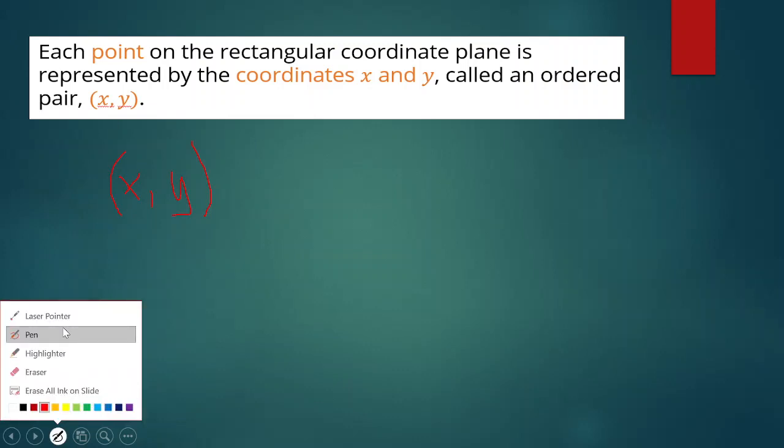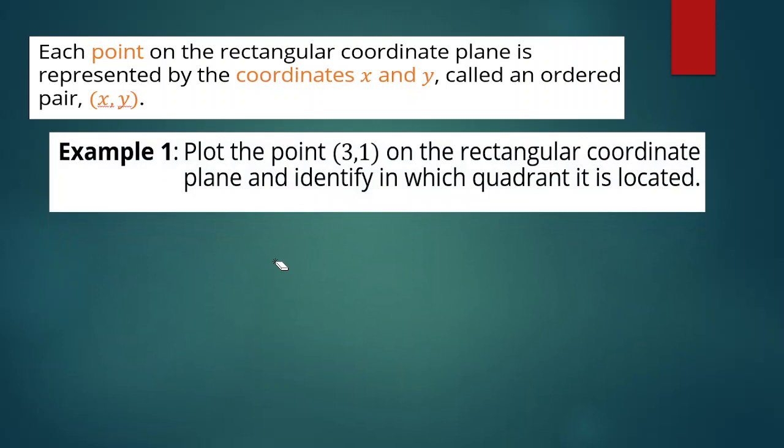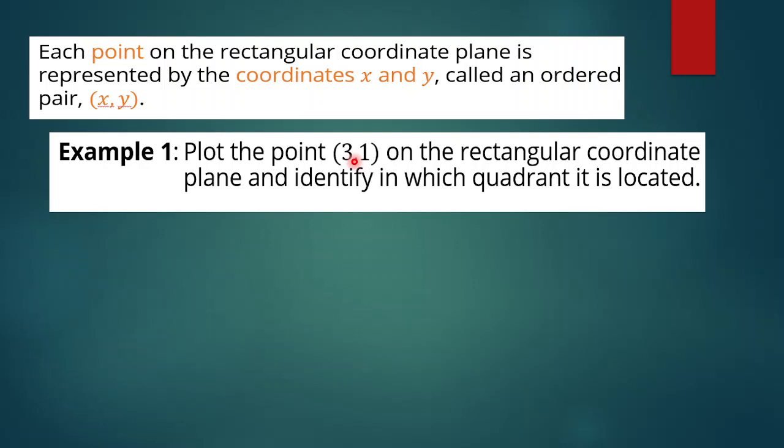Okay? Now, let's erase muna natin to. Let's proceed. Let's have here an example. So what if you are going to plot the point (3, 1) on the rectangular coordinate plane and identify in which quadrant it is located? So our point is (3, 1), students. Okay? Our point is (3, 1).